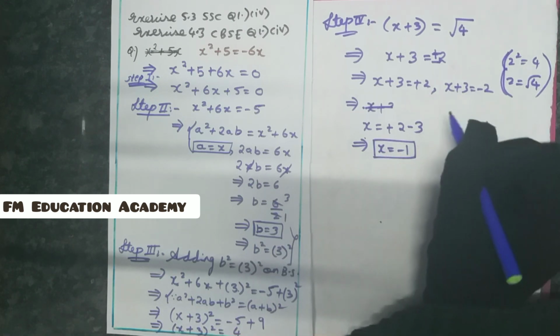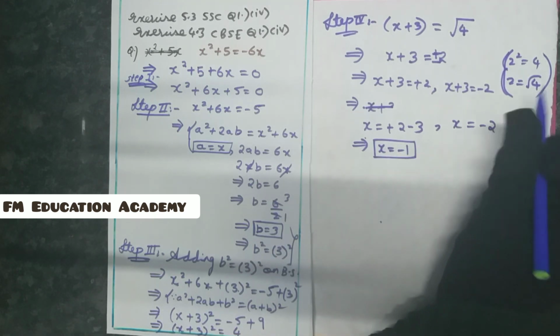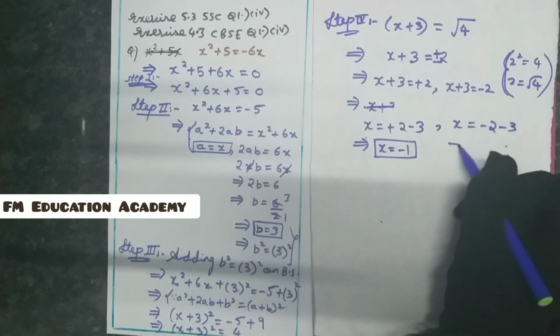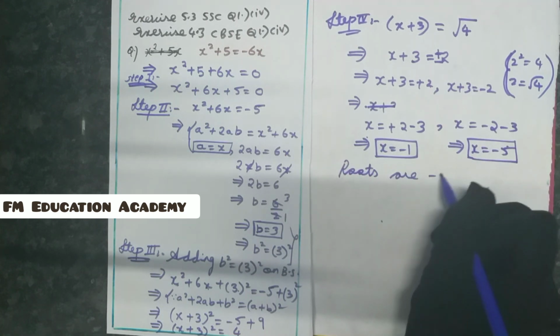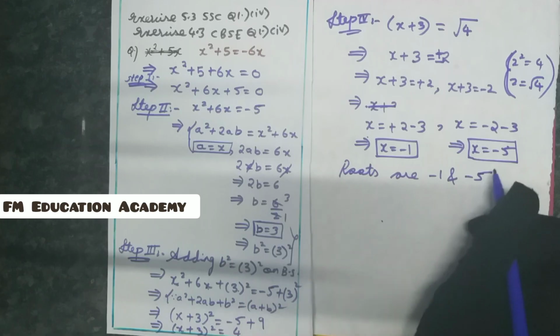And here, when x plus 3 is equal to minus 2, plus 3 if it goes to that side becomes minus 3. So x is equal to minus 5. So what are the roots I got from this sum? Roots are minus 1 and minus 5.